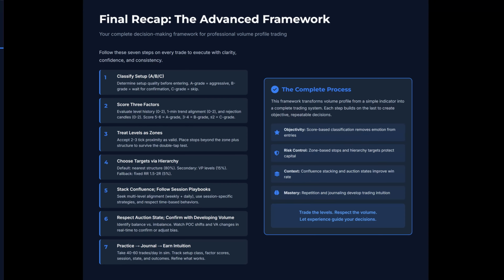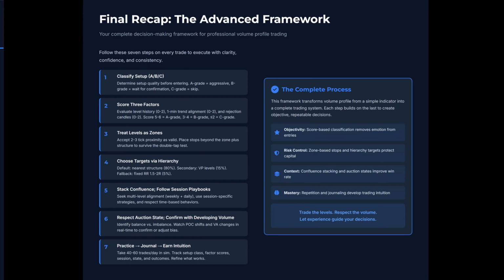That's steps 1 through 3: classification, scoring, and zone-based execution. These 3 steps form the foundation of objective, repeatable trading. Continuing with the final recap, let's cover steps 4 and 5 of the advanced framework.